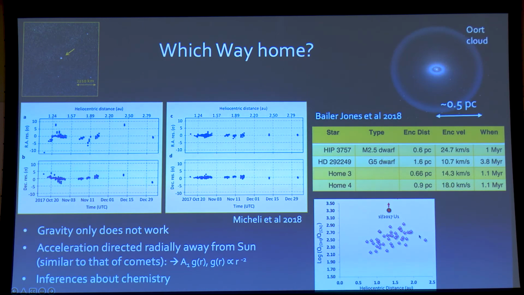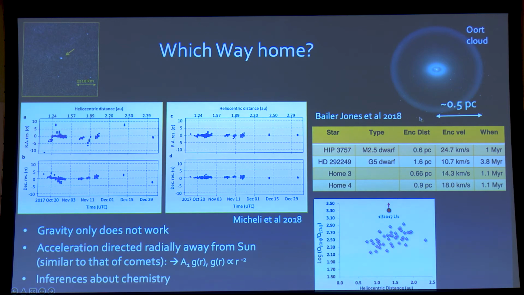But what about the main idea here, which was to try and trace its path back homeward? Well, the Gaia 2 data release had just come out, so it was possible to try the experiment, because you can't just trace the path of the interstellar object. You have to know the motion of all the stars backwards in time that they're passing.